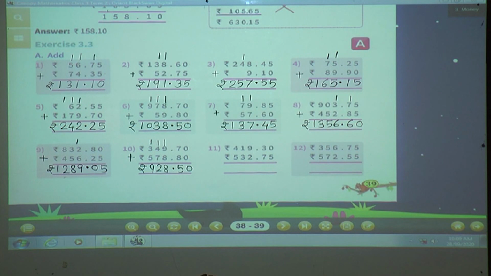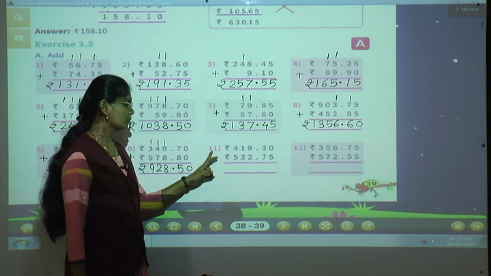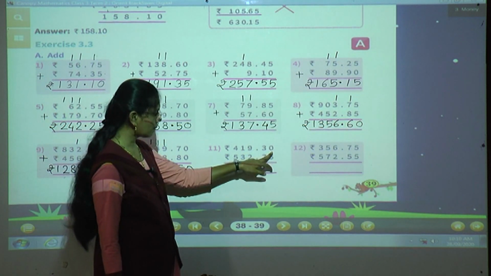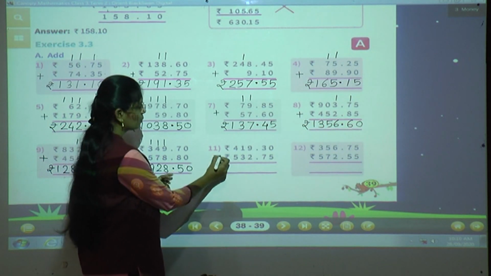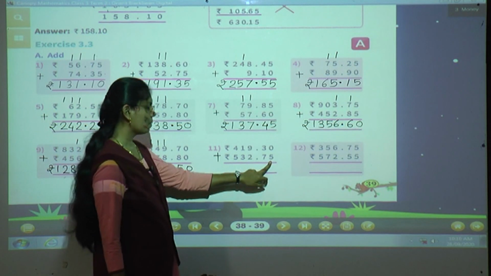The answer is rupees 928 and 50 paise. Okay, now we'll move to the next, that is 11th number. Read the value: rupees 419 and 30 paise plus rupees 532 and 75 paise.